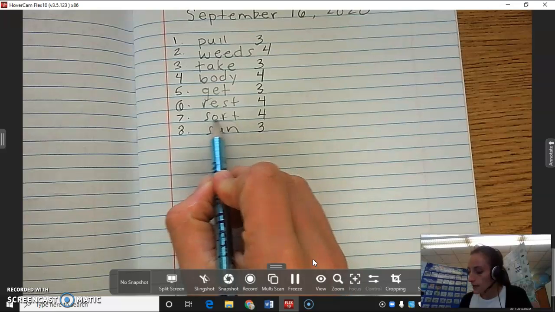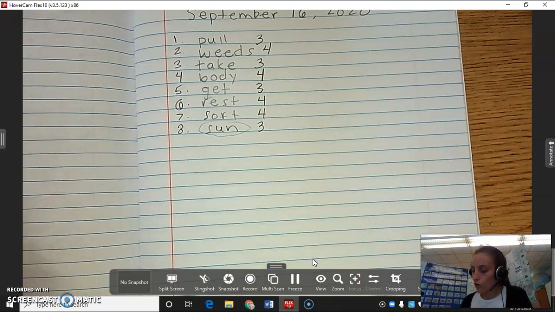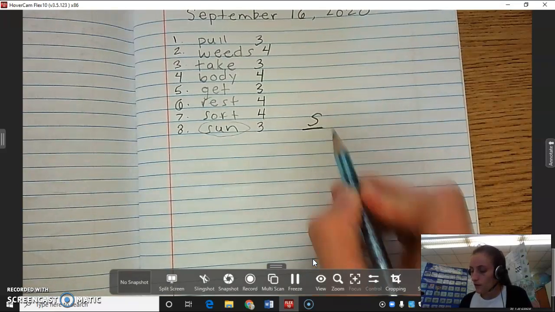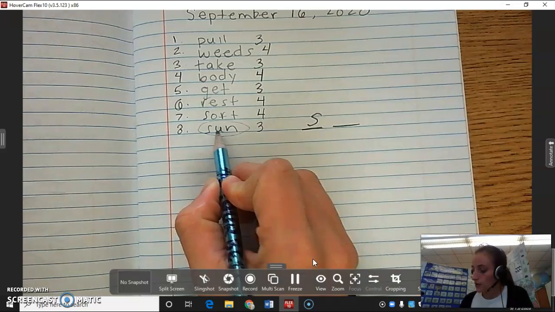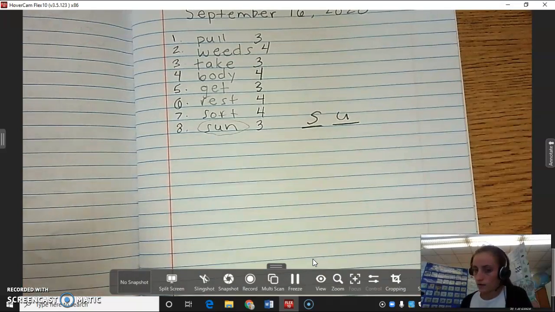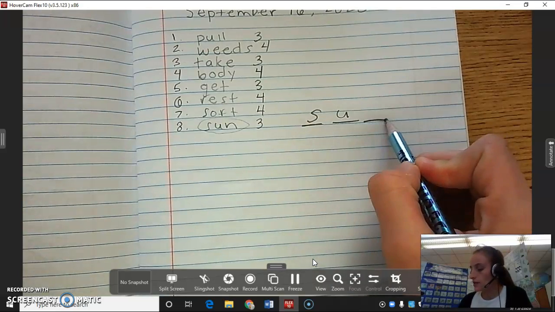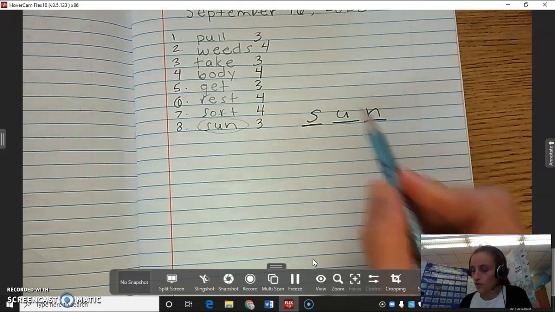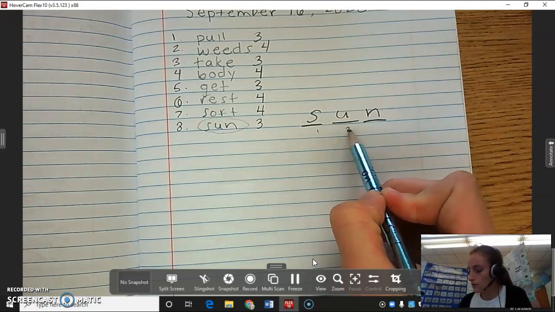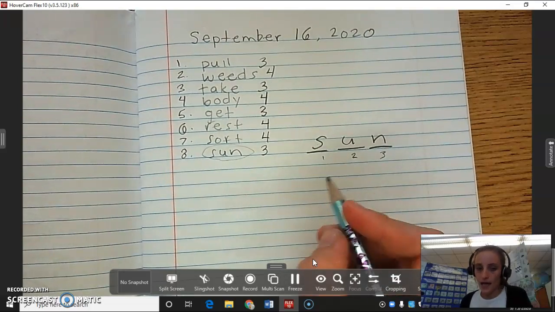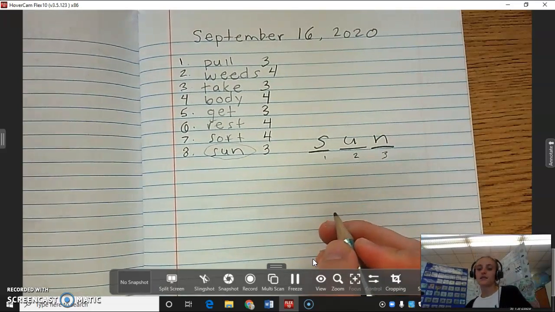Look at sun. What is the beginning sound in sun? S. What is the middle sound in sun? What is the end sound in sun? N. 3 sounds. 1, 2, 3 sounds in sun. What you're going to do today is write some sentences.